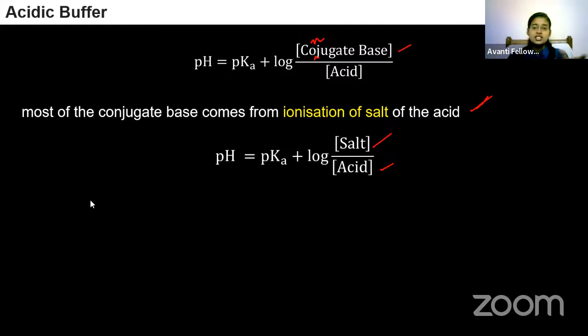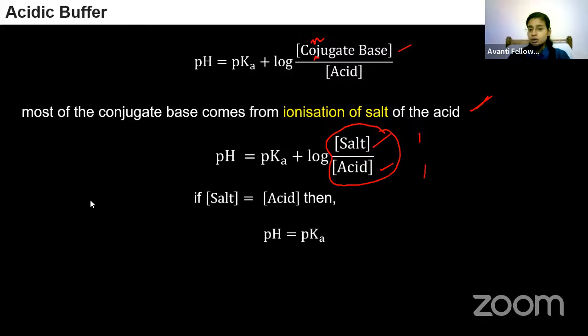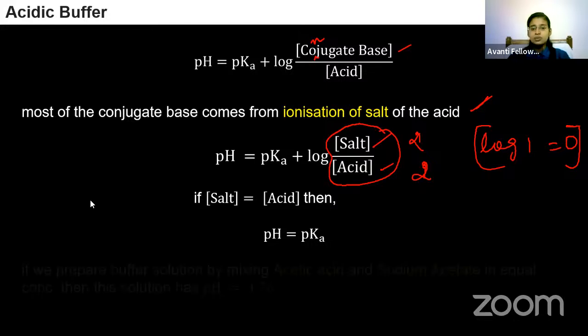If the concentration of the salt and the acid are equal, for example both equal to 1, then pH is equal to pKa, because 1 by 1 is equal to 1. So what is the log 1 value? Log 1 is equal to 0. Even if both are 2, then 2 by 2 is equal to 1, so log 1 will be 0. So we are left with only pH, which is equal to pKa. If the salt and acid have the same concentration, then pH is equal to pKa.